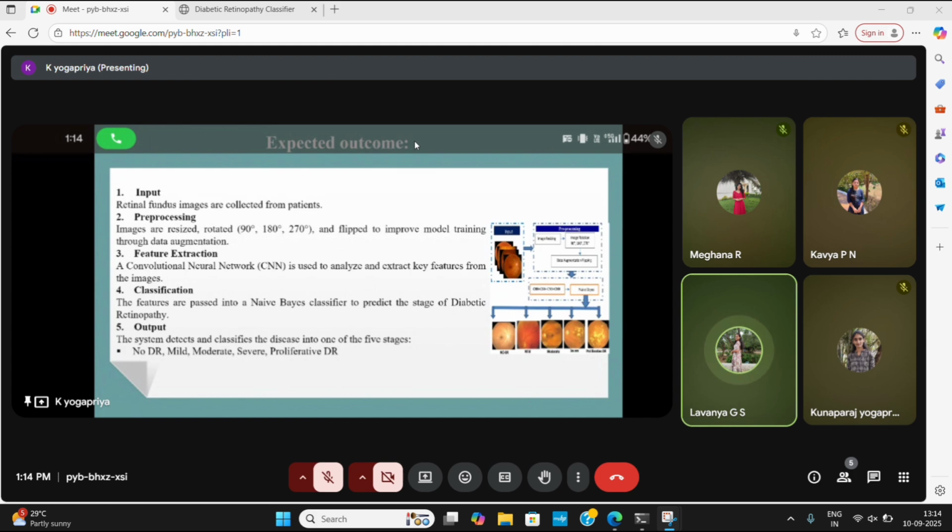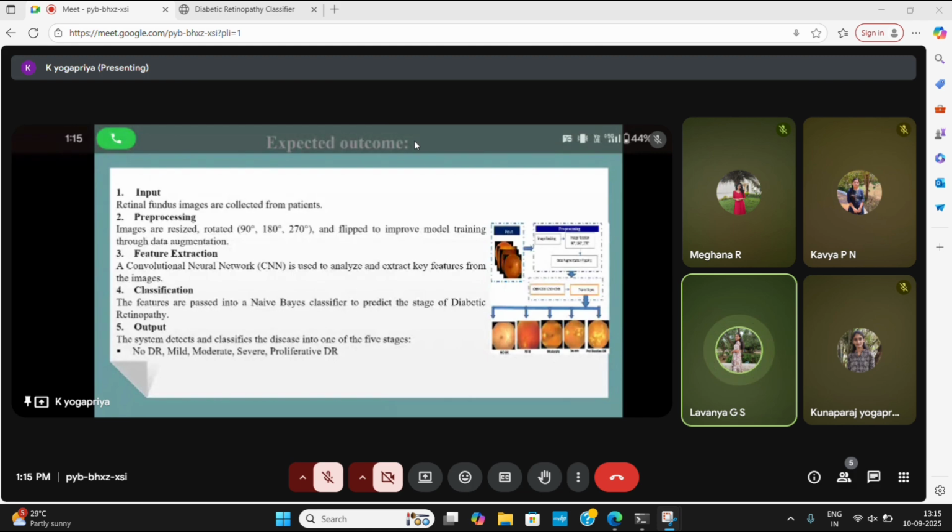We use a convolutional neural network to automatically detect and extract important features from the retinal images such as blood vessel patterns and hemorrhages. The fourth step is classification. The features are passed into a CNN to predict the stage of the diabetic retinopathy. Finally, the fifth step is output. The system classifies the images into one of five categories: no DR, mild, moderate, severe, or proliferative DR.